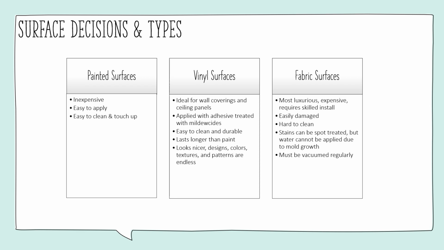We'll start with painted surfaces. Paint is inexpensive to purchase and easy to apply. It's also easy to clean and easy enough to touch up for serious scuffs. Vinyl surfaces can be used as a wall covering and for ceiling panels. They're applied with a special adhesive that's pre-treated with mildewcide to prevent mold growth. They're easy to clean and they can withstand scrubbing. They also come in a lot of different designs, colors, textures, and patterns. They also last longer than paint.